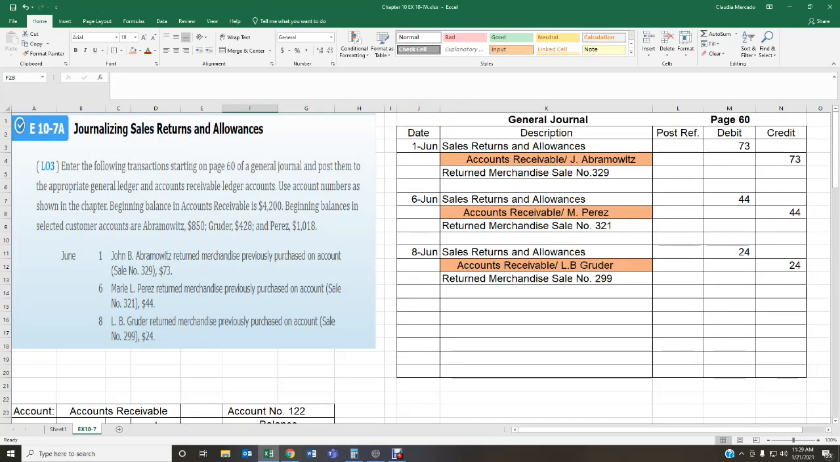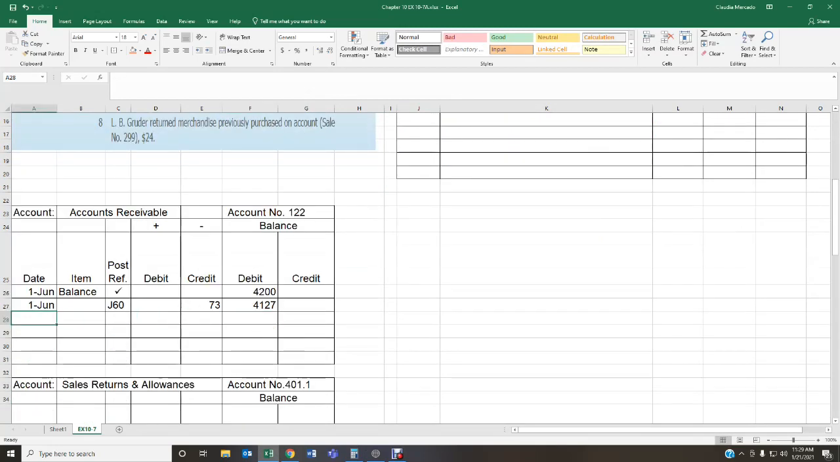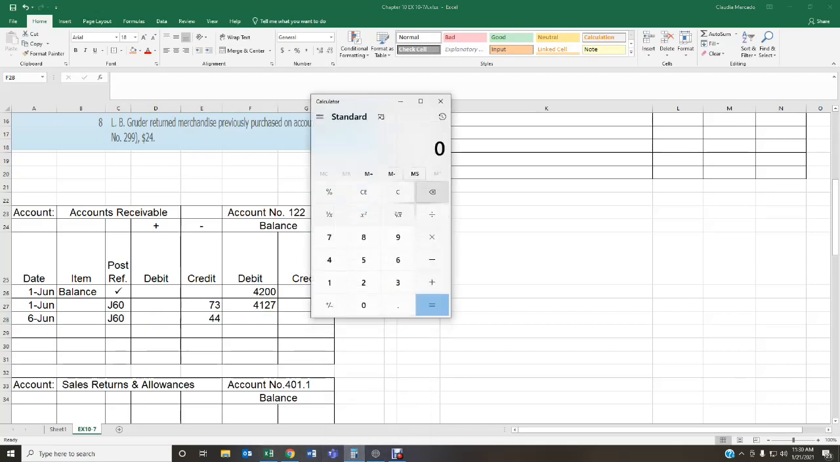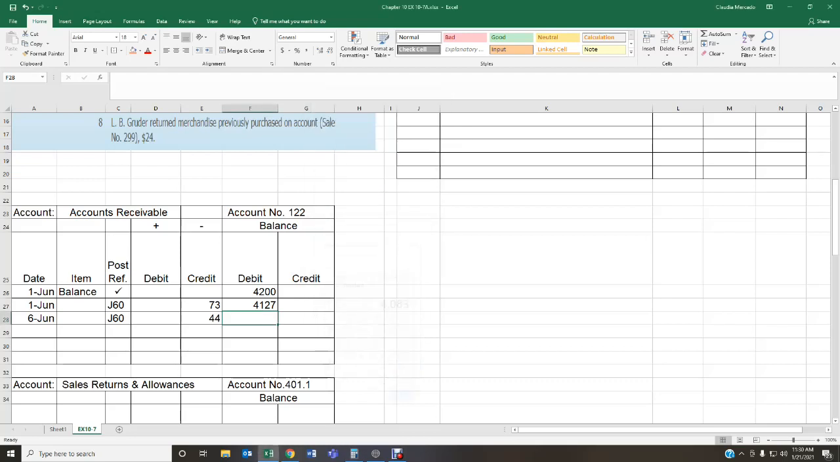Next, we're going to do June the 6th, and we have a transaction for $44. This is Journal 60, and this is $44. And let's get our calculator out, and then it'll be 4,127, and it's another credit, so I'm going to subtract 44. That gives me 4,083.